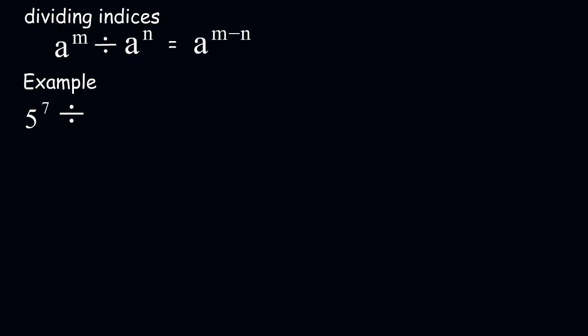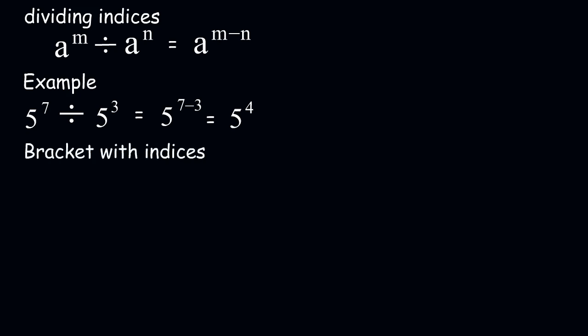This law states that when you have two indices of similar base which are dividing themselves, you subtract the power. That is, a raised to the power of m divided by a raised to the power of n will be equal to a raised to the power of m minus n. Example, 5 raised to the power of 7 divided by 5 raised to the power of 3 will be equal to 5 raised to the power of 7 minus 3, which is equal to 5 raised to the power of 4. The next law is the law of power in brackets.